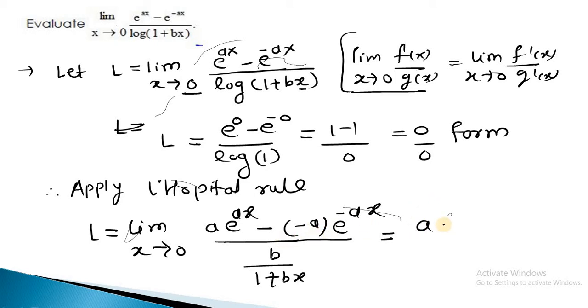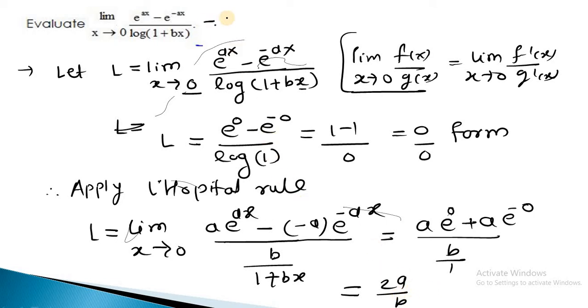So simplify this. x is 0. So it is a times e raised to 0 plus a times e raised to minus 0, upon b by 1. e raised to 0 is 1. So it is 2a upon b. So the value of this limit is 2a upon b.